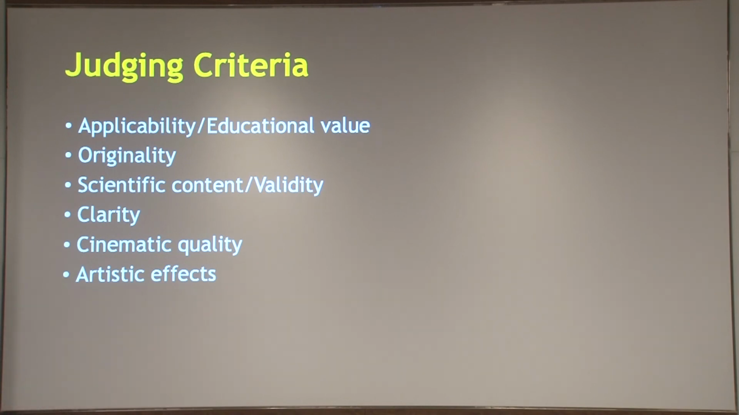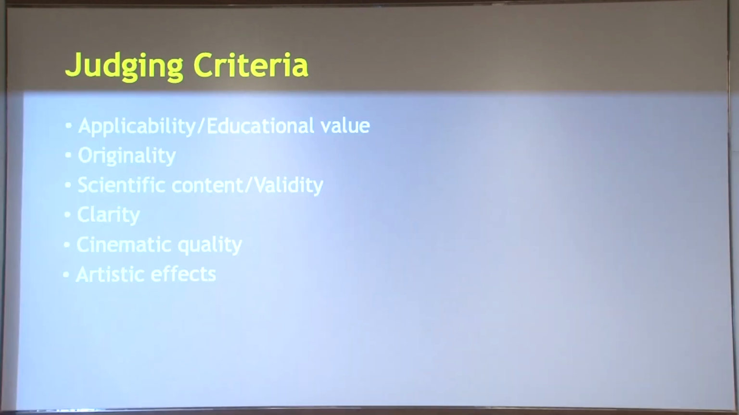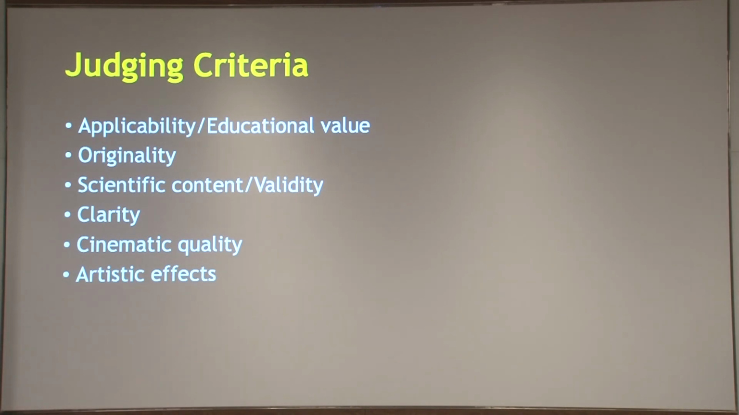Next, we have to know the judging criteria. Usually, what are the factors they consider when they are judging it? The applicability and education value remain the basic. Then it should be original. Then scientific content. What is scientific content? Is it validated at this present point of time? How clear is the picture? Cinematic quality and artistic effect.